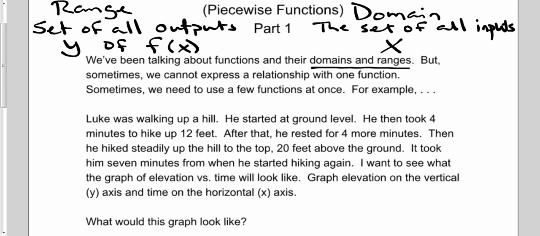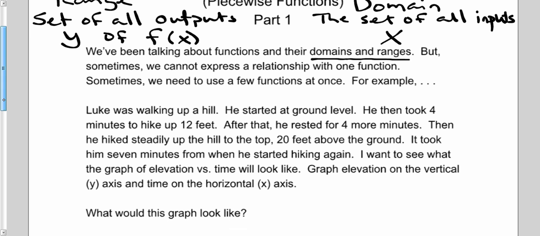Now, sometimes we cannot express a relationship with one function. We need to use a few functions at once. For example, this problem here. Luke was walking up a hill. He started at ground level, and he took 4 minutes to hike 12 feet. So I'm going to underline this sentence in red. I think that's important. After that, he rested for 4 more minutes, and I'm going to underline that in a different color.